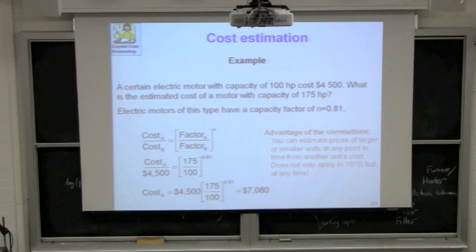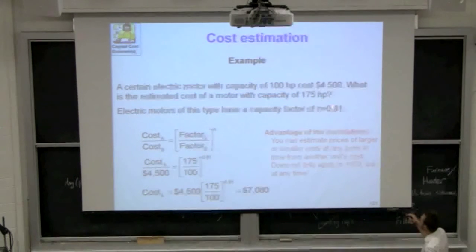So let's take a look then at this example. I'll just quickly work through it. We don't need to do it manually here. Here we've got a motor with capacity of 175 horsepower. We would like to estimate the cost for that motor. We know, however, a motor with 100 horsepower costs $4,500. Okay, so we can ratio our new unit A to our existing unit B. My new motor has 175 horsepower, and my existing motor has 100 horsepower.